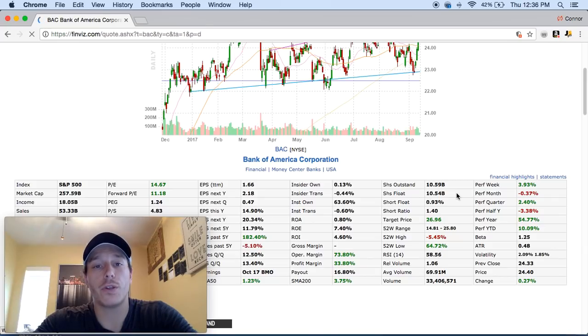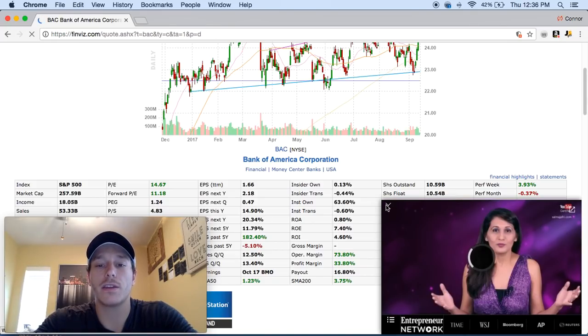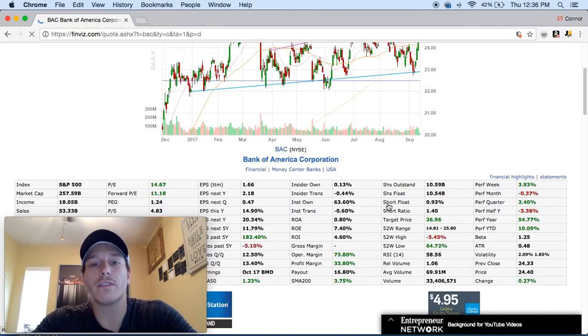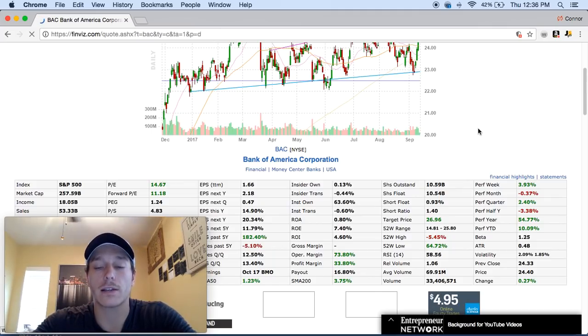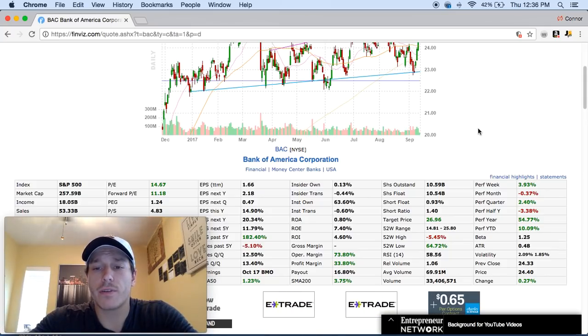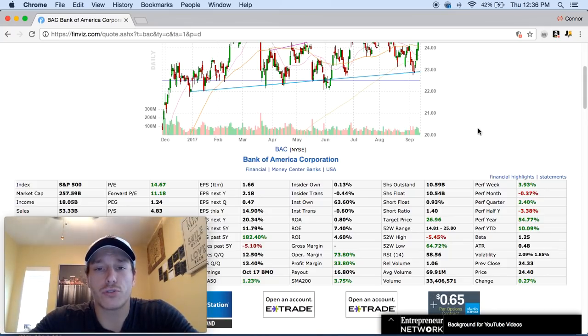Remember what I said a low float was? I consider anything below 20, 25 million shares of float a low float stock. So as a day trader, never in my life will I probably trade Bank of America. And why won't I trade it? Because it has a 10.54 billion share float.